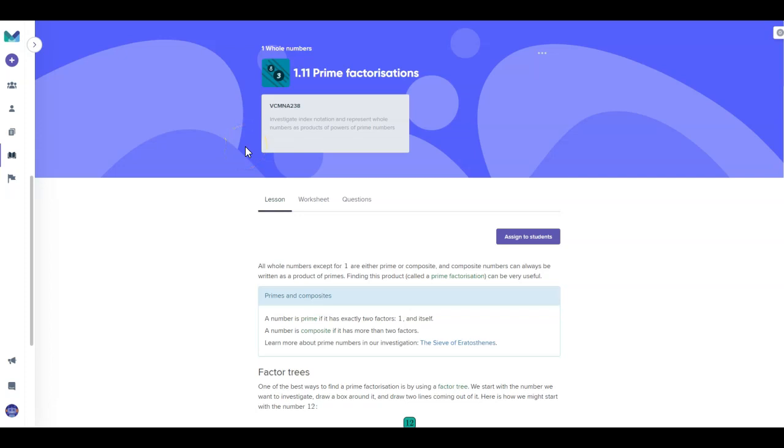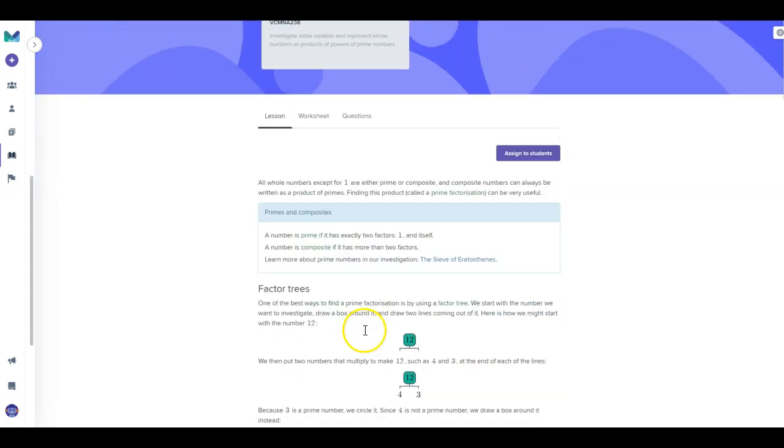Hello students, in this video we're going to continue our investigation of factors of numbers. This time we're going to be looking at how we can find the prime factors of a number. Now a prime number, if we quickly remember, is any number that only has its own factors of 1 and itself.